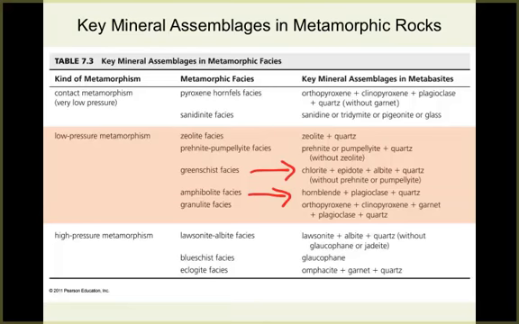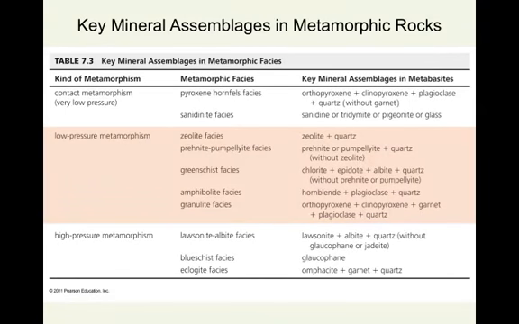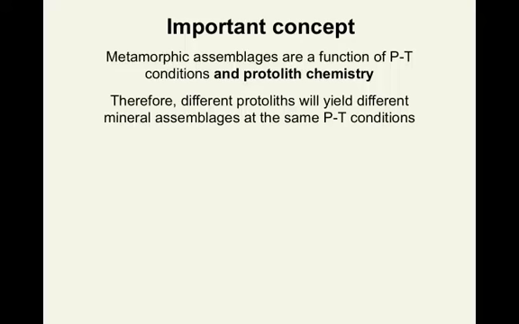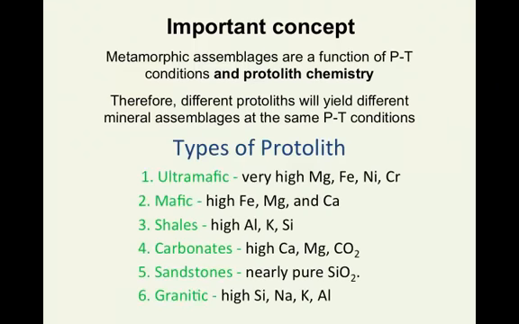If it's a basalt, you're going to have more iron and magnesium minerals, and if it's a granitic rock, you'll have more feldspars and quartz. So this is an important concept. Metamorphic assemblages are a function of pressure and temperature conditions, very importantly, but also the protolith chemistry. So different protoliths are going to yield different mineral assemblages at the same pressure and temperature conditions.